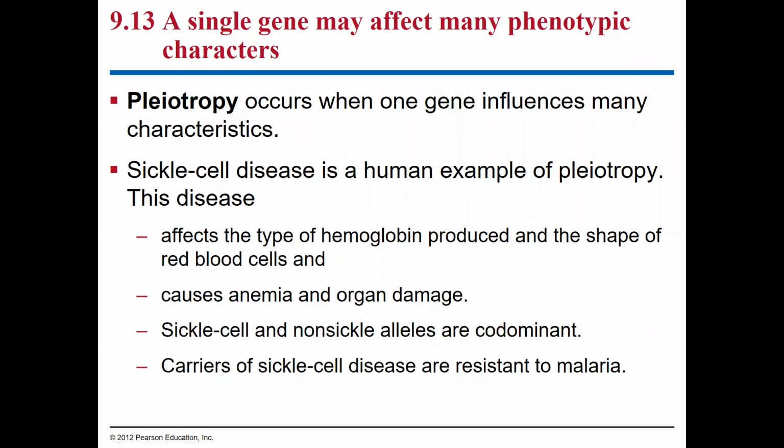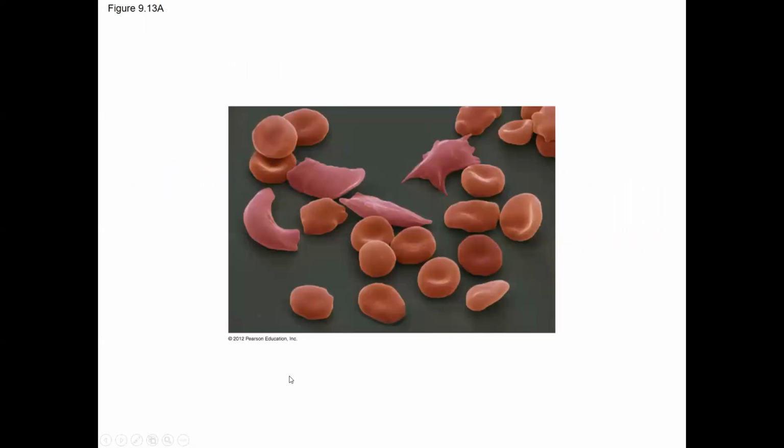And then sickle cell and non-sickle cell alleles are codominant, which means that it can be in heterozygous individuals. And the carriers of sickle cell disease are resistant to malaria. So this one gene trait can have all these different effects on the body. And so this is just an example of you have normal red blood cells, and then you have those that are sickle-shaped, which are abnormally shaped compared to the normal red blood cell shape.